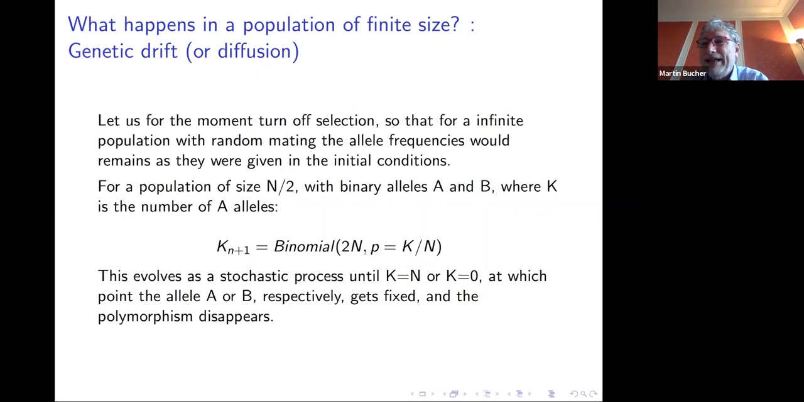But that doesn't mean that the random walk is going to fluctuate forever, because once everyone has that allele or nobody, then one of these 2 alleles gets fixed, or there's no variation, and the polymorphism disappears.